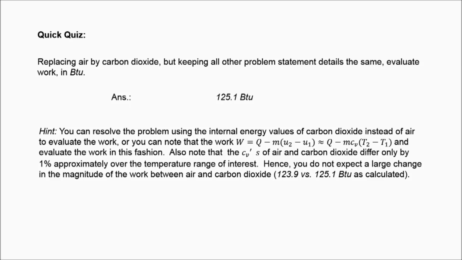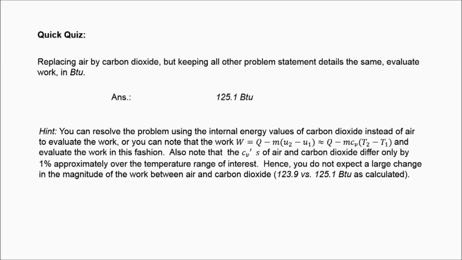You can resolve the problem using the internal energy values of carbon dioxide instead of air to evaluate the work, or you can note that the work W is equal to Q minus m times U2 minus U1, which is approximately Q minus m times Cv times T2 minus T1, and evaluate the work in this fashion. Also, note that the Cvs of air and carbon dioxide differ only by approximately 1% over the temperature range of interest. Hence, you do not expect a large change in the magnitude of the work between air and carbon dioxide, 123.9 versus 125.1 as calculated.